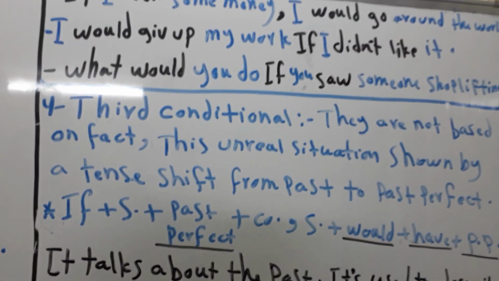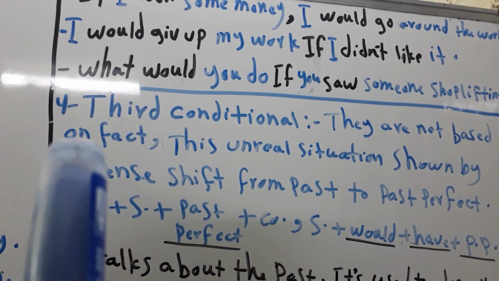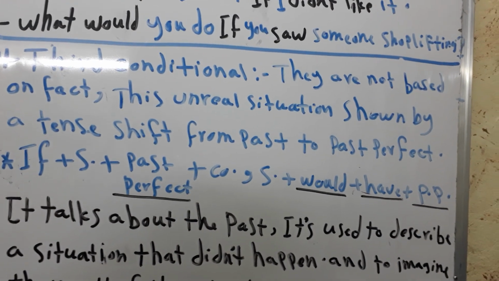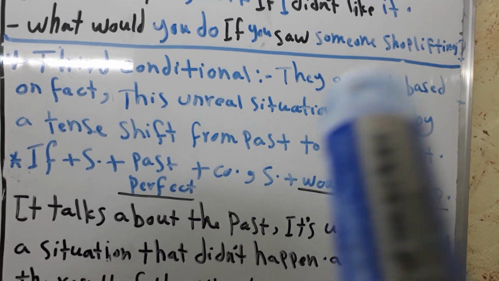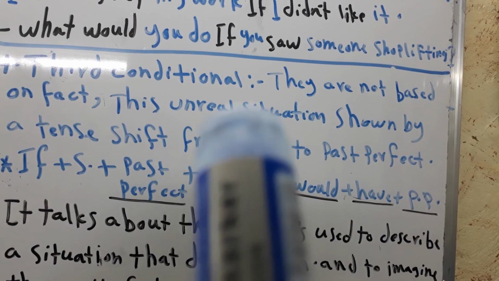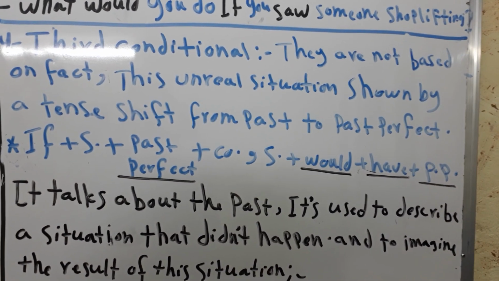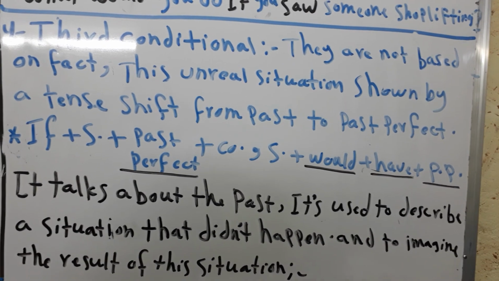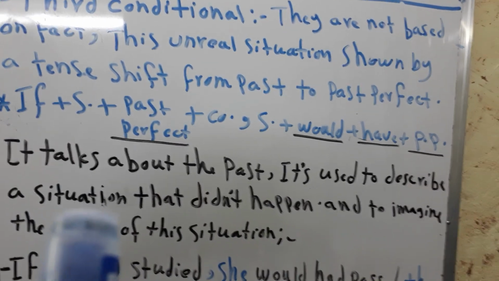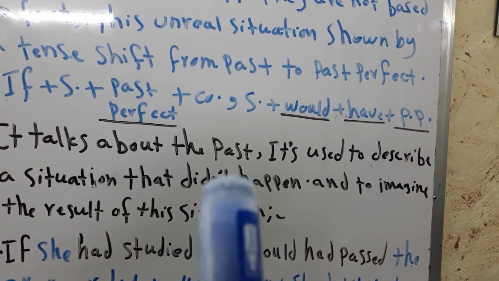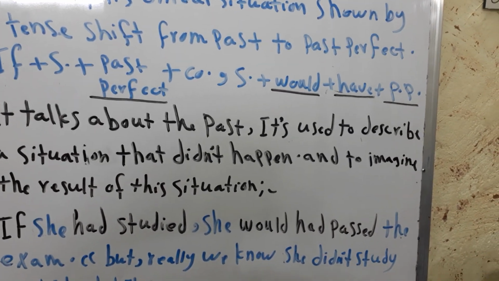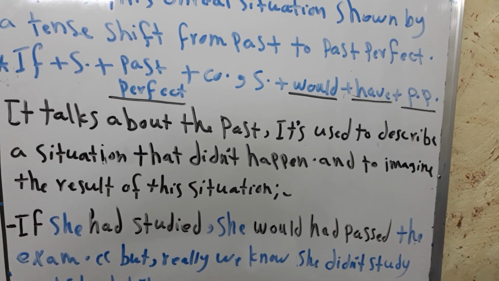Now I will talk about the fourth type, yes, but it's the third conditional. It's named the third conditional. Third conditional sentences are not based on facts. So this is an unreal situation shown by a tense shift from past to the past perfect. Okay, and it talks about the past. It's used to describe a situation that didn't happen and to imagine the result of this situation.